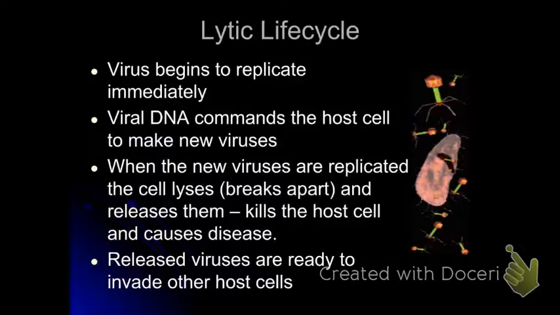In the lytic life cycle, viruses begin to replicate immediately. Viral DNA commands the host cell to make new viruses. When the new viruses are replicated, the cell lyses, which means it breaks apart and releases the extra virus parts, and it basically kills the host cell, and this is where our disease is caused. So one virus caused this. This cell fills up with viral parts, it assembles that virus, and then it'll lyse, it'll break, and all of these new ones are able to go out and infect new cells. They're ready to infect new host cells. So that's why viruses also spread very fast.